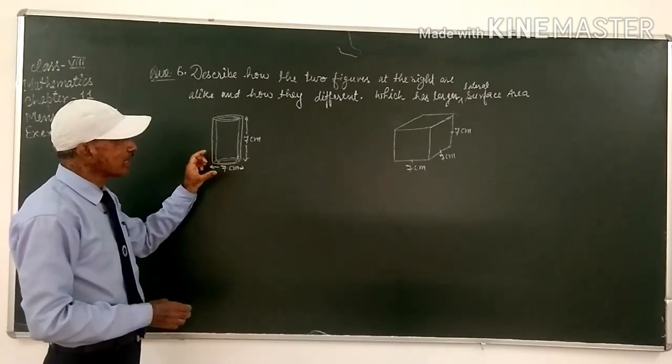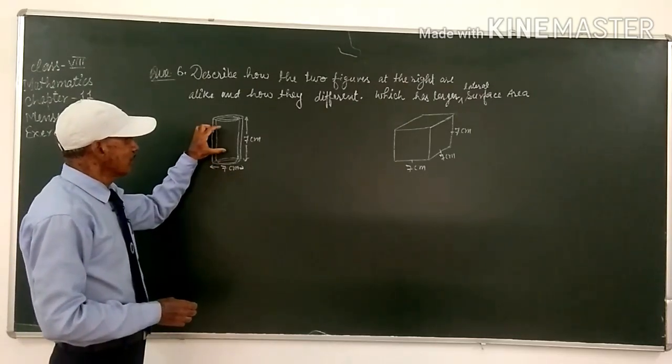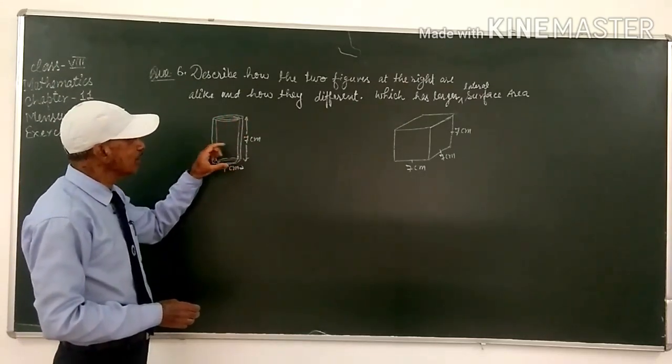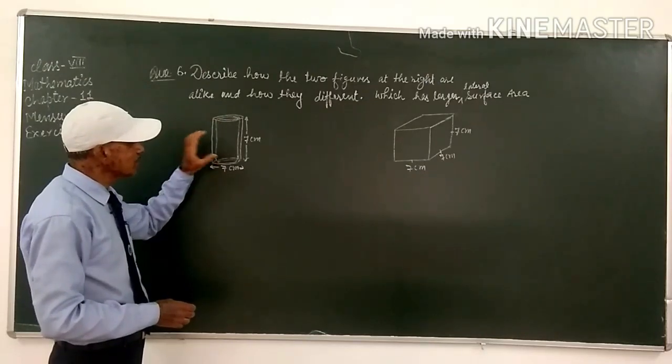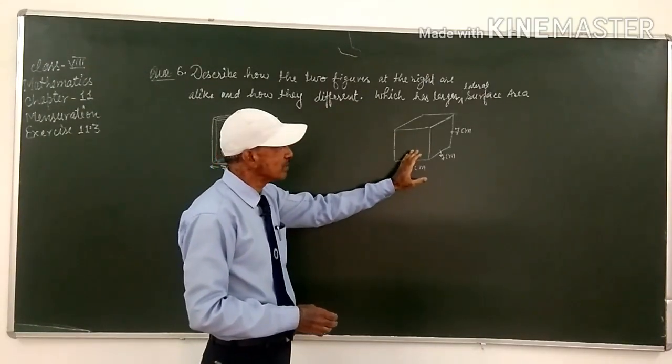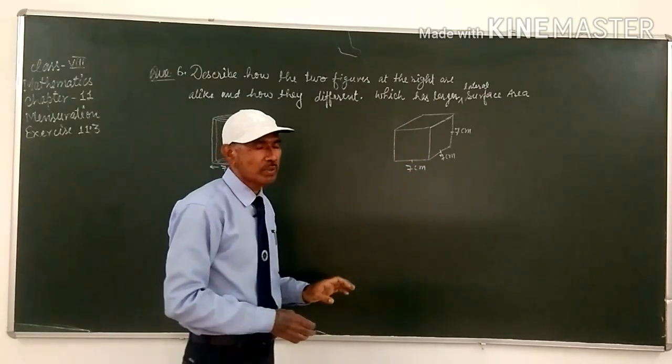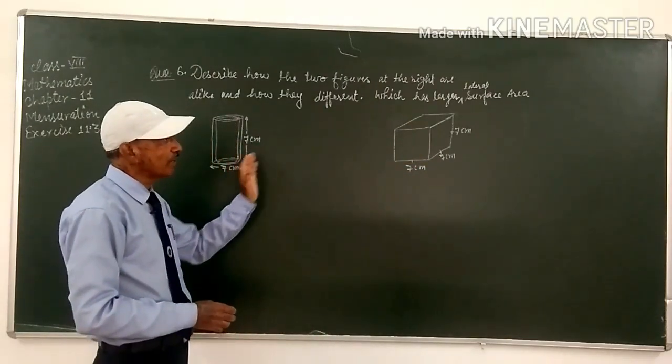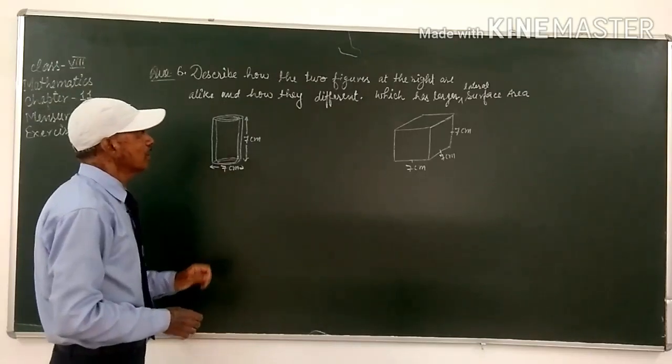And the second thing, how they are different? Because this figure is a cylindrical figure, this is a cubical figure. This is in the shape of a cube. Clear, students? So they are different to each other.